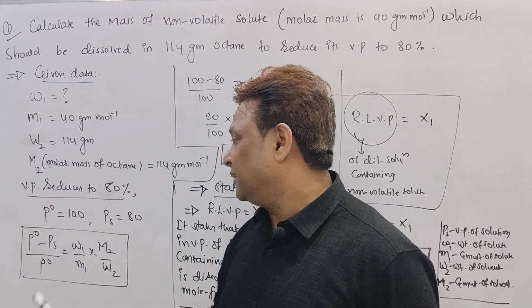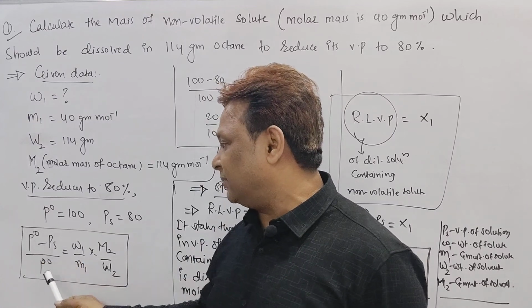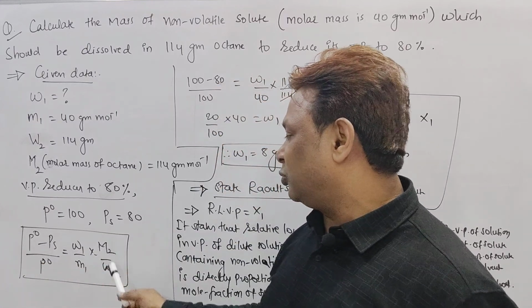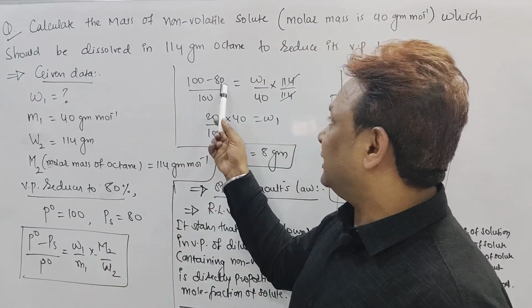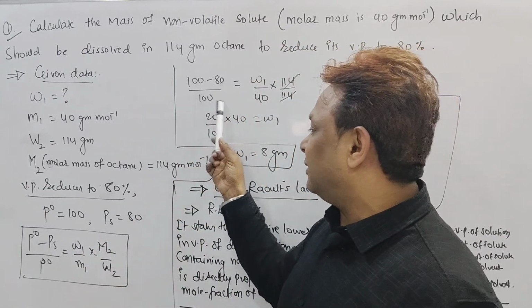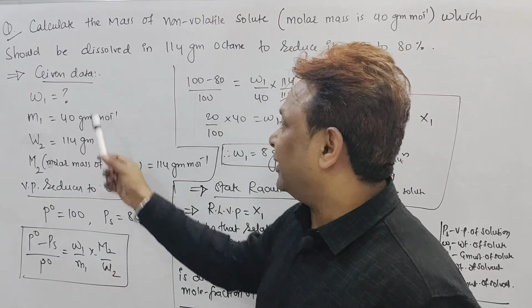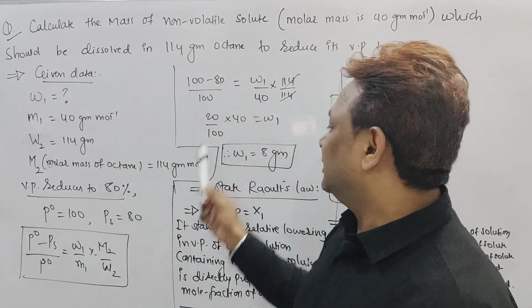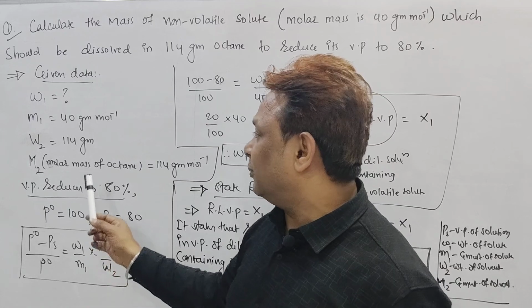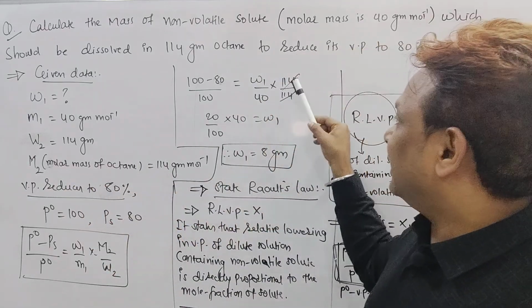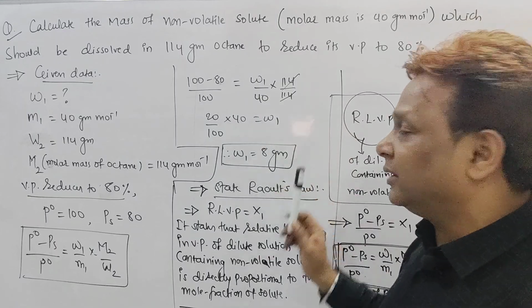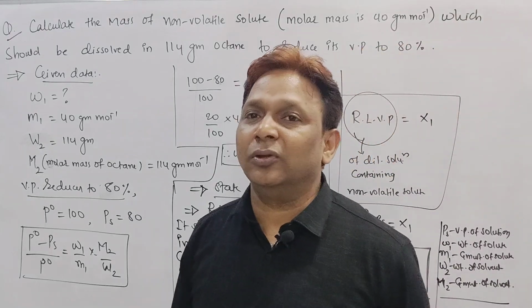100 to 80. That means P0 minus PS by P0 equals W1 by M1 into M2 by W2. P0 value is 100, PS value 80. 100 minus 80 by 100 equals W1, to be found out, by M1 40, into M2 by W2, M2 also 114, W2 also 114. Solving for W1, you get 8 gram. That is the weight of the solute you got.